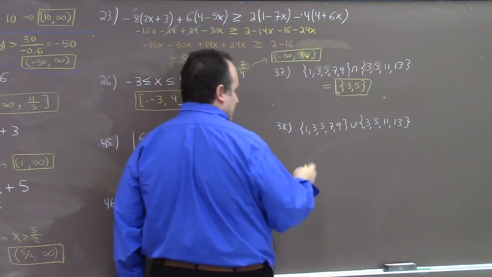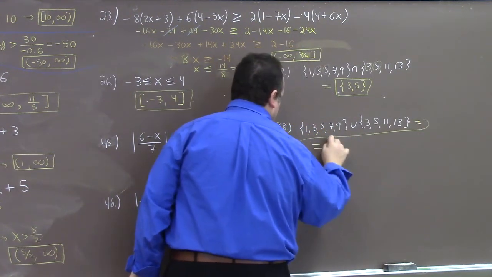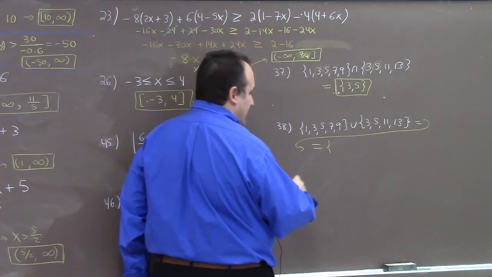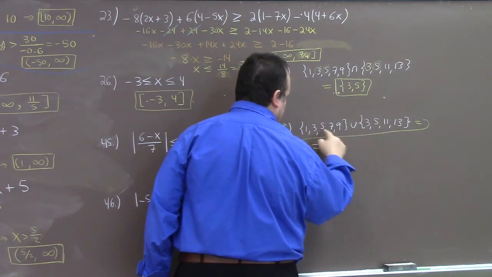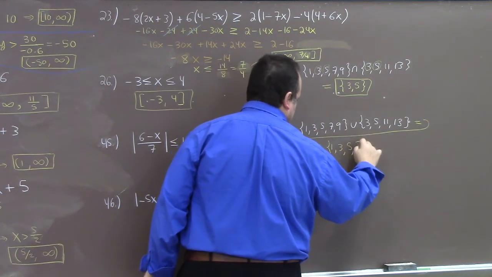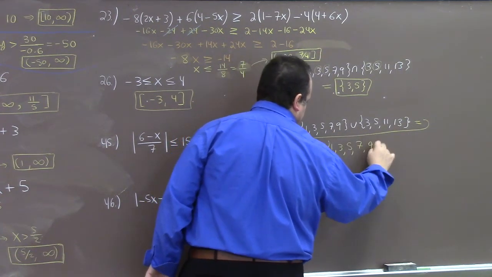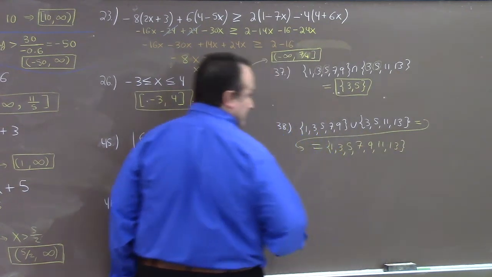Now union, we just take one copy of everything you see. So you got a 1, you got a 3, you got a 5, you got a 7, you got a 9. What else you got? 11, 13. There you go.